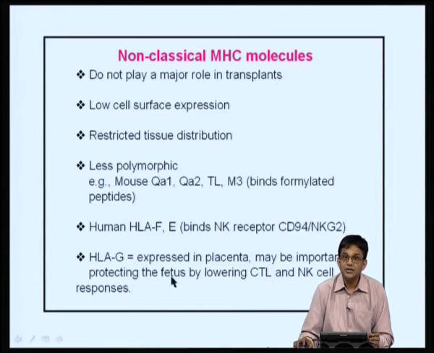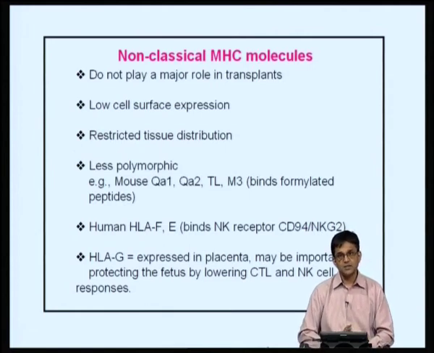Now, HLA-G is expressed in placenta, and it may be important in protecting the fetus because it plays an important role in lowering cytotoxic T lymphocyte and NK responses. HLA-G is very important because it may be a mechanism by which the fetus is protected, and you can understand the situation that when a mother is carrying a child, the child has a different MHC.